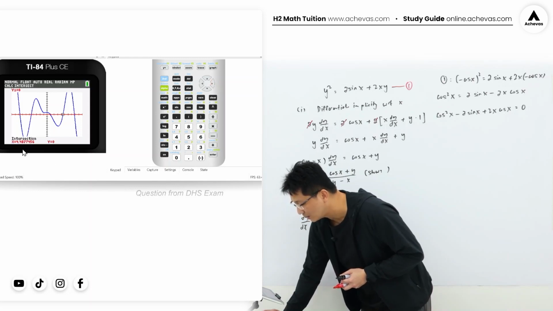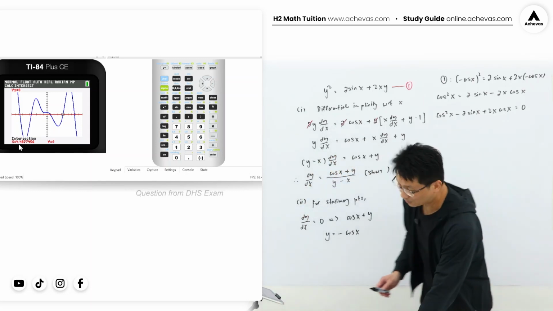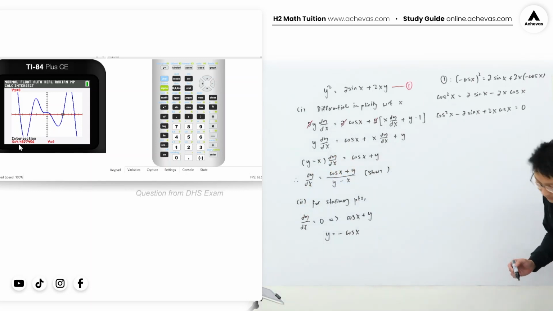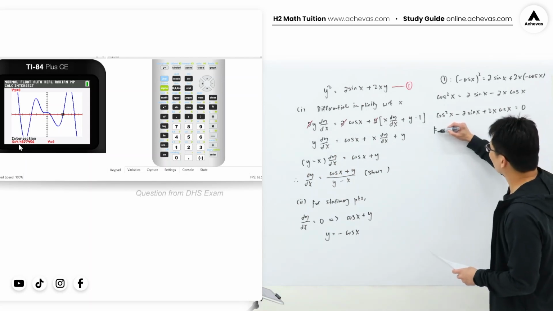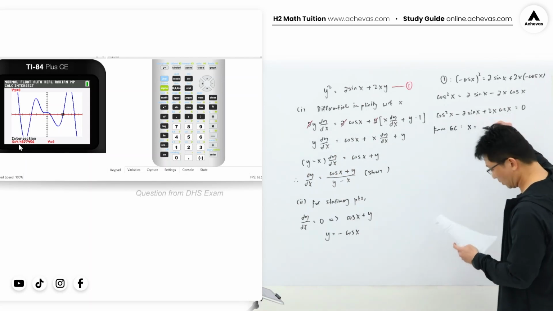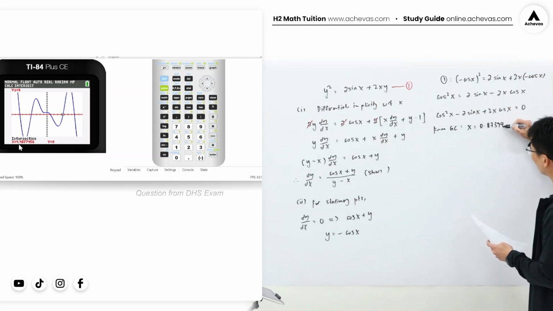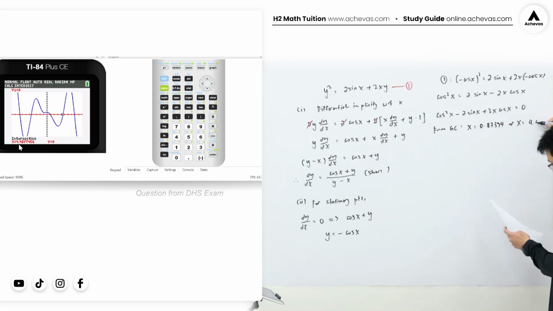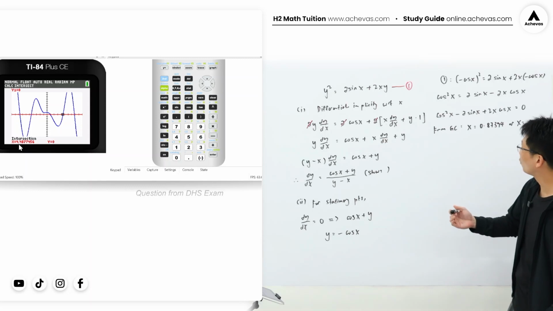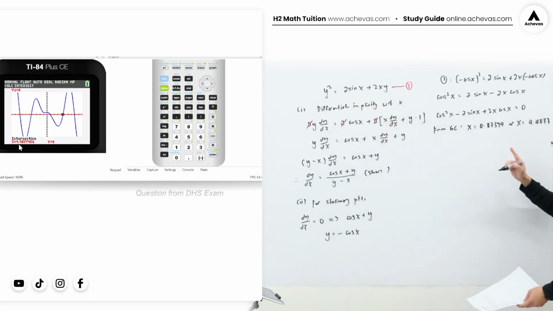You can see that the x coordinate will be 4.4877. So let me write down the 2 x coordinates first. From our GC, our x will be equal to 0.87394, or the other point will be x equal to 4.4877.